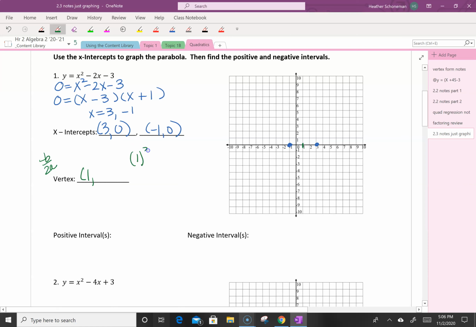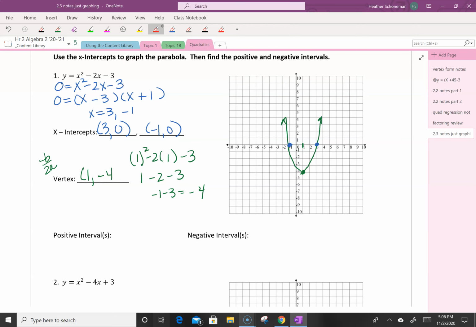So let's see if that happens. So I'm going to put in 1. That's going to give me 1 minus 2 minus 3. So that gives me -1 minus 3, which is -4. So my vertex is 1, -4. And now I can graph my parabola.